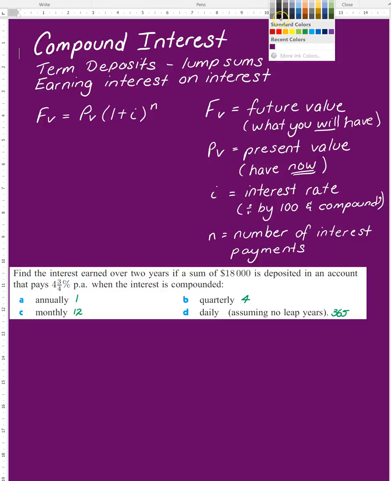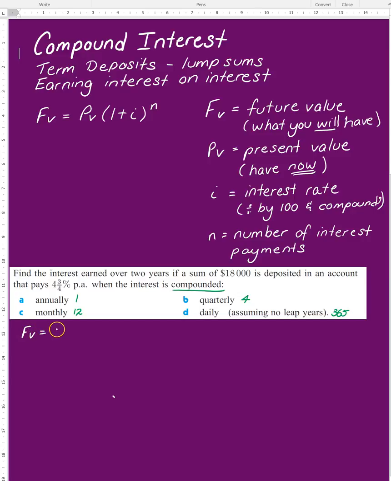So let's start with the first one, where it's annually. As soon as we read the question, because remember, you're going to be mixing these questions up, and sometimes it might be simple interest. If you see simple or flat rate, you're talking simple interest, and as soon as we see compound here, we need to write our formula down. It helps if you write it down, and that will help you remember it. So future value equals present value times (1 plus I) to the N. And what I recommend is that you then write down the information that you have.